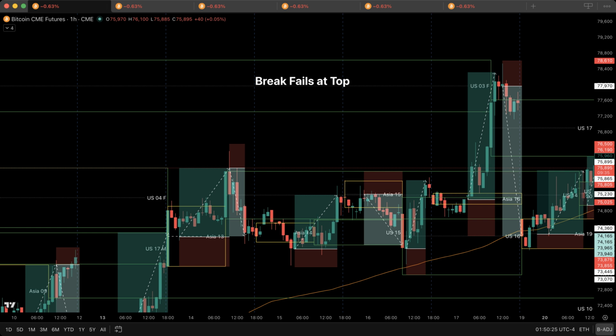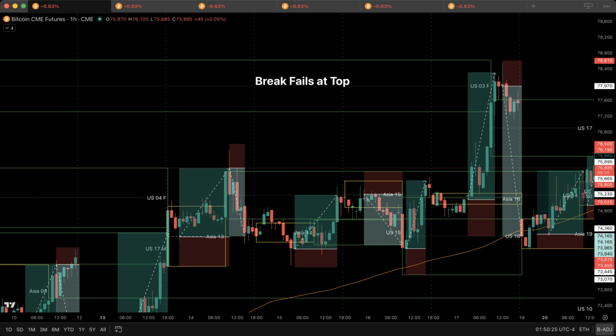Then another push. It reaches the April 14th US session upper boundary. It touches. It holds for a moment. You feel it. This is the breakout. This should run. You expect continuation. It does not come. The candle closes weak.